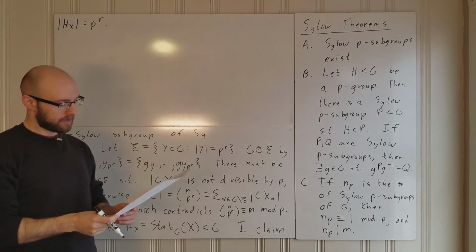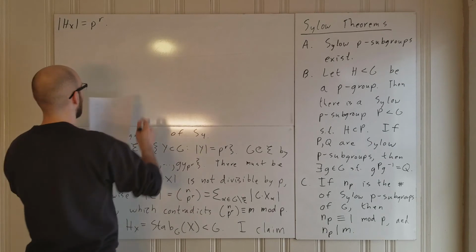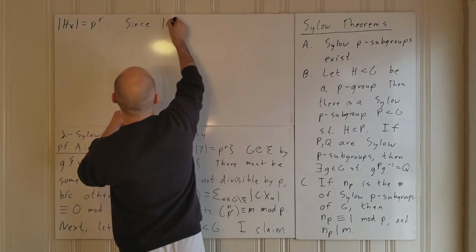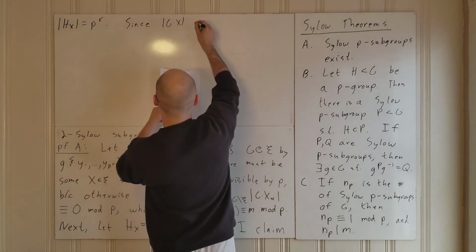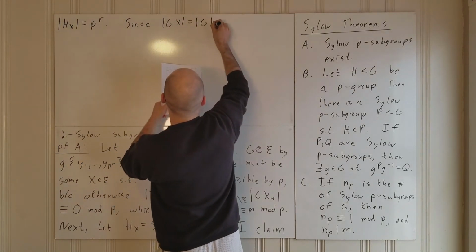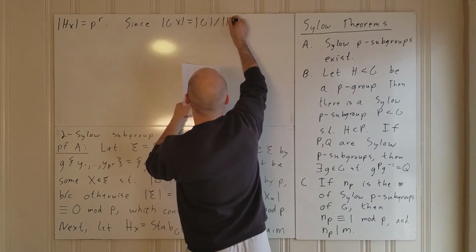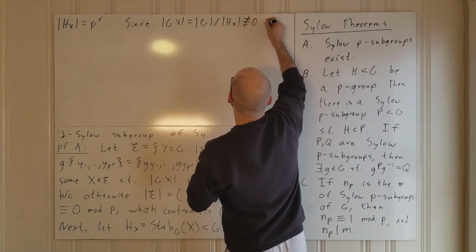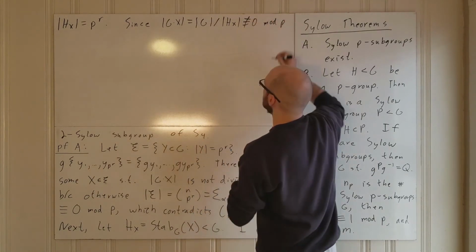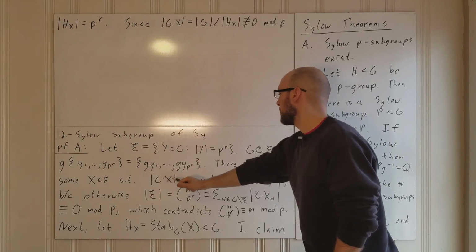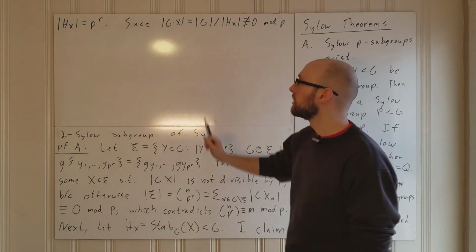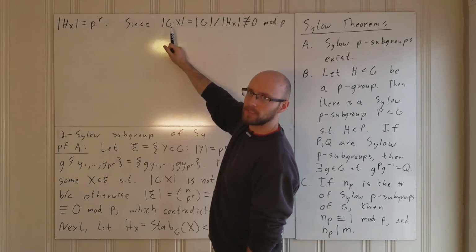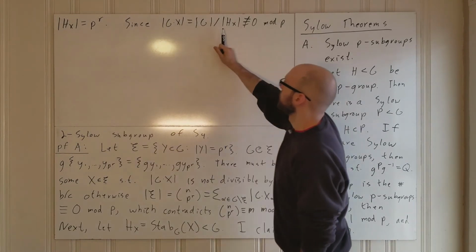So how do we prove that? Well, we first use the orbit-stabilizer theorem. We know that the size of the orbit of X under G is going to be equal to the size of G divided by the stabilizer, which is H_X. And this is not equivalent to 0 mod p because we chose the orbit of X to not be divisible by p. So since this is not divisible by p, this is not equivalent to 0 mod p.